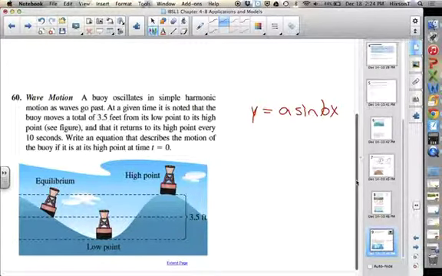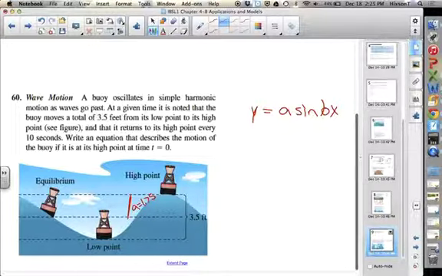Here, with the picture they gave us, since the difference between the high point and the low point is 3.5 feet, what would the amplitude be? 1.75, okay? So here, we automatically know A is 1.75, okay?